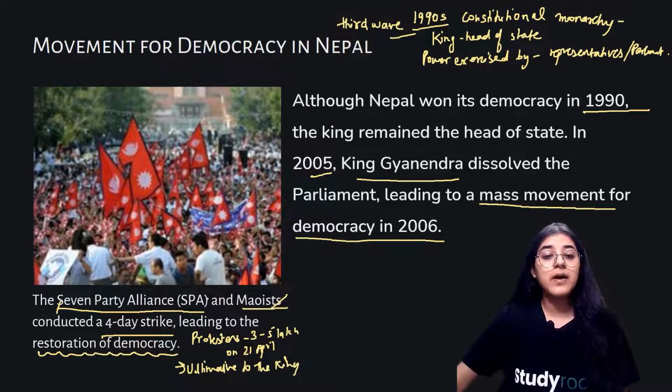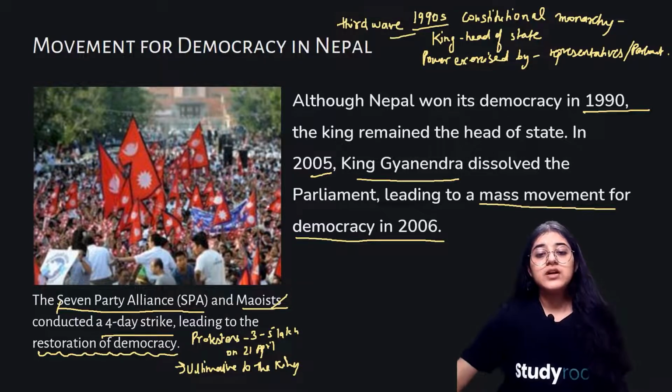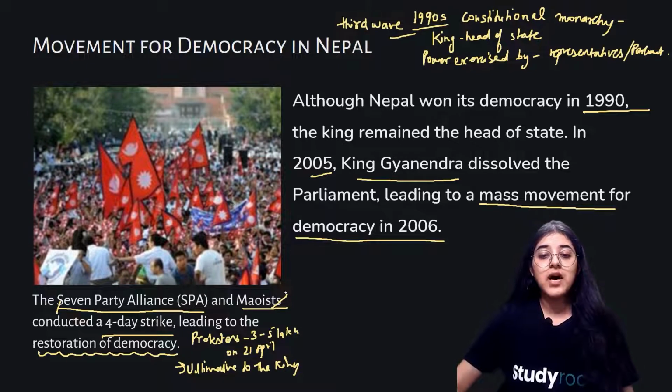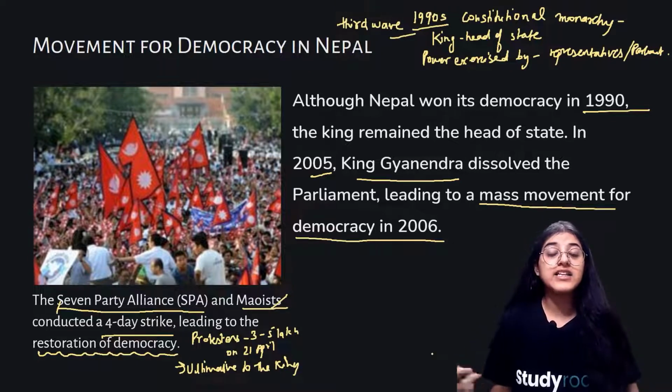So the seven-party alliance chose Girja Prasad Koirala as the new prime minister of this interim government. By taking away most of the powers from the king, the SPA and the Maoists came to an understanding about how the new Constituent Assembly was going to be elected. And in 2008, what happened? The monarchy was abolished. Nepal became a federal democratic republic, and in 2015, it adopted a new constitution. The struggle of the Nepali people act as an inspiration to various democracies all over the world.